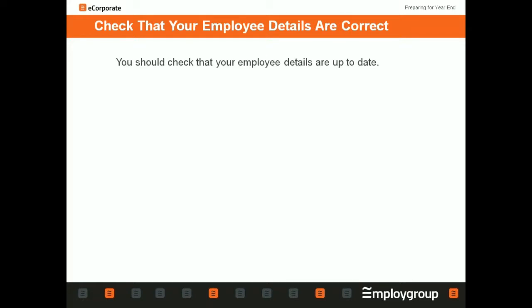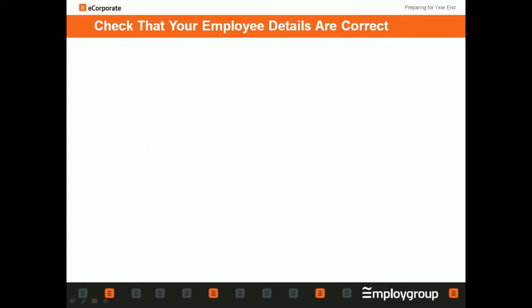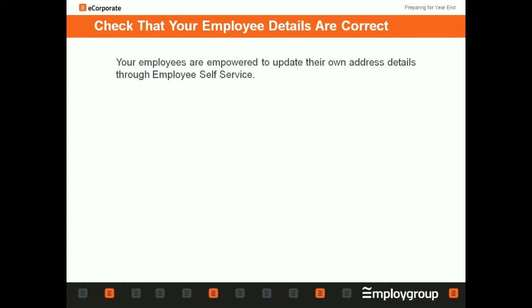You can also check that your employee details are up to date. The following employee details are probably most crucial for payment summary processing: employee name, tax file number, address, and start date. Fortunately, your employees are empowered to update their own address details through employee self-service, so we encourage most clients to send out an email to their employees to get them to update their own details like their address, as well as to review their names.